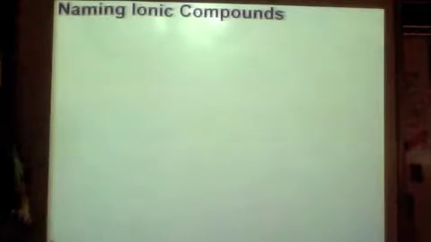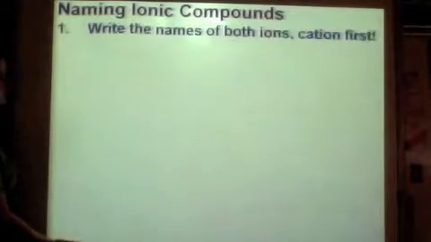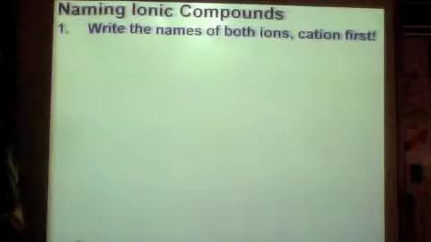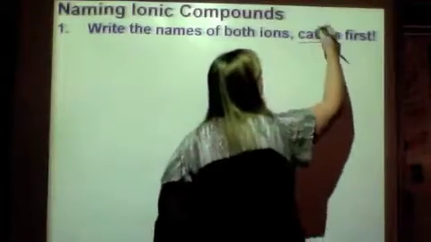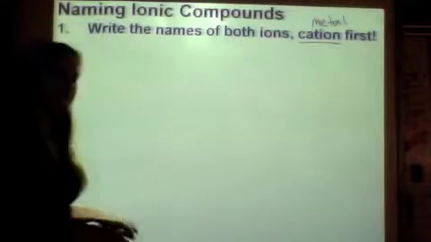Our next video is about naming ionic compounds. Step 1, write the names of both ions, cation first. So again, the metal should go first.